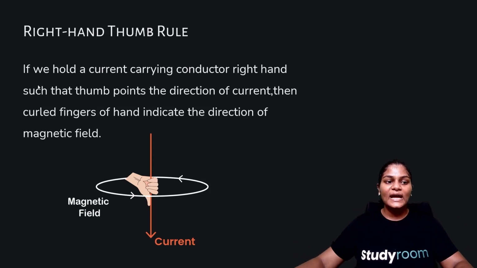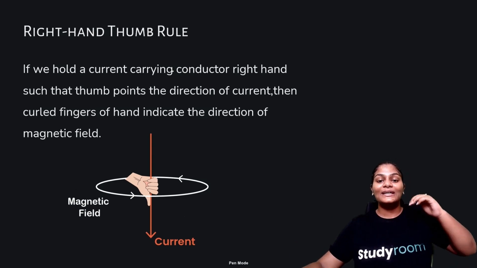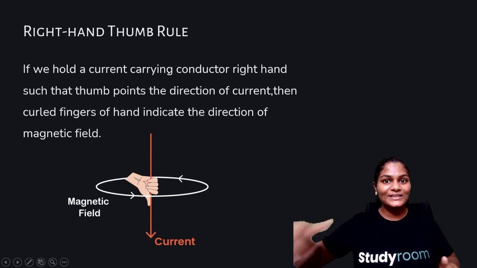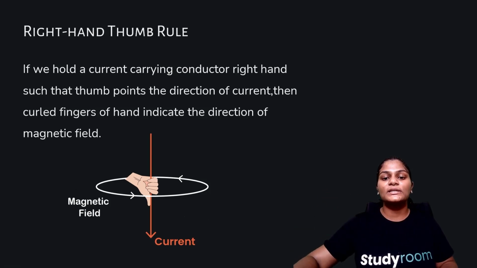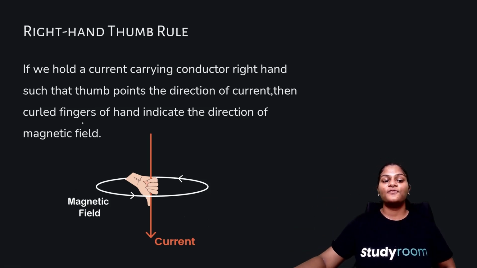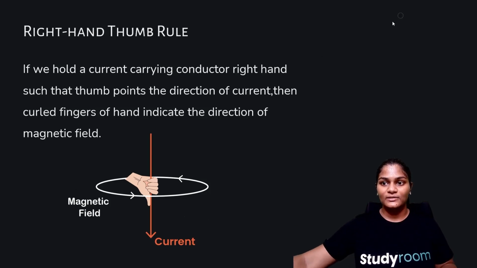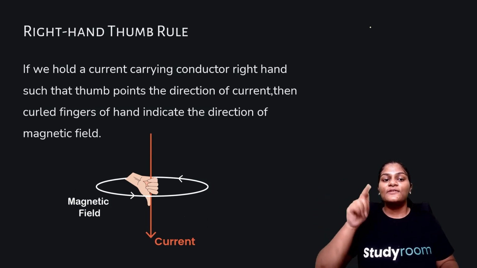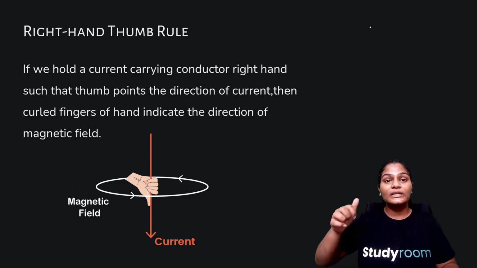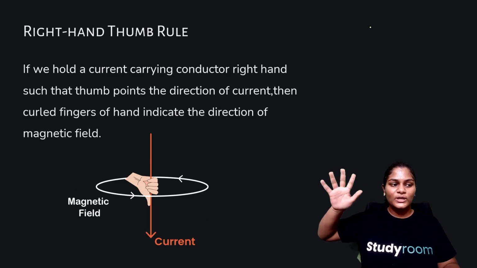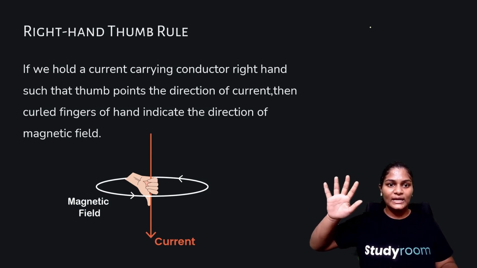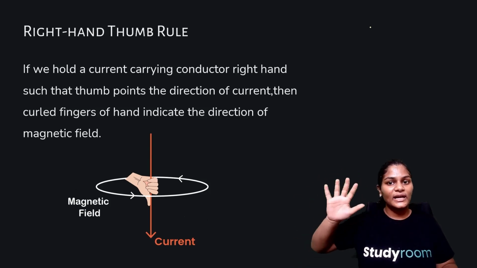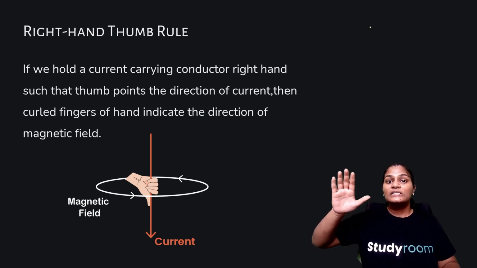So it says that if we hold a current carrying conductor in our right hand such that the thumb points in the direction of current, then the fingers curled of the hand indicate the direction of magnetic field. So what does that mean? Let's go line by line. So it says, if we hold a current carrying conductor in our right hand, okay, hold your right hand up, this is your right hand, and you're holding a current carrying conductor in your right hand, such that, think if you are given a wire, you have to hold a wire.